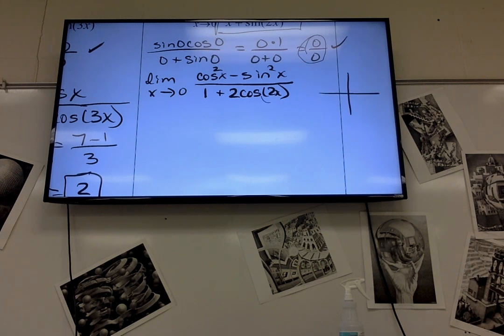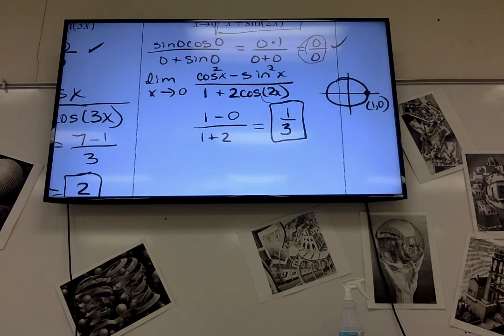Cosine of 0 is 1, so that's 1 squared. And if I plug in sine of 0, that's just 0. And this would be 1 plus 2 times the cosine of 0, which is 1, so that's 2 times 1. So this should be 1/3. Cute. Way easier.